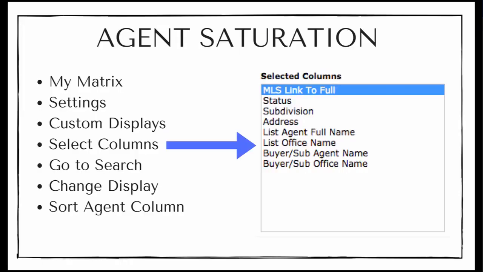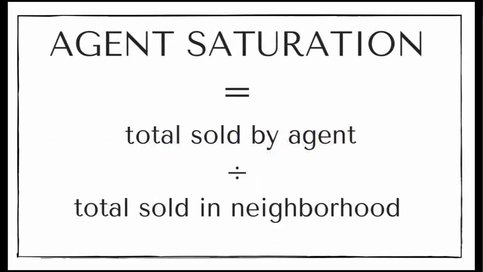All right, to recap those steps, the first thing you want to do is go to My Matrix tab at the top of your Matrix, go to Settings, select Custom Displays, and then make a new display and select your columns. And then you'll go to your search, you'll change your display, and then you'll sort by agent. And there you have your agent saturation.